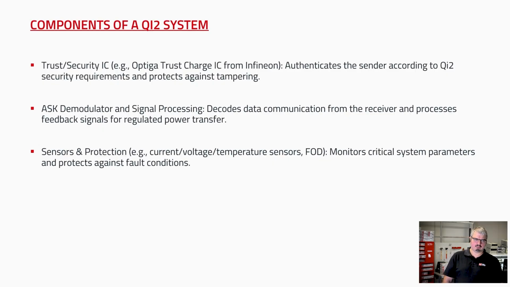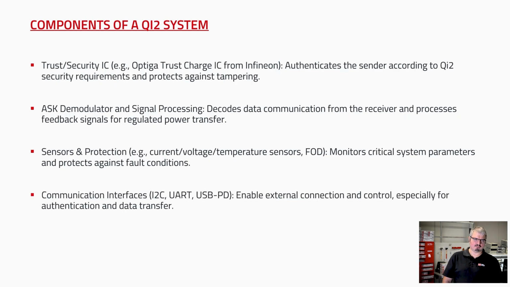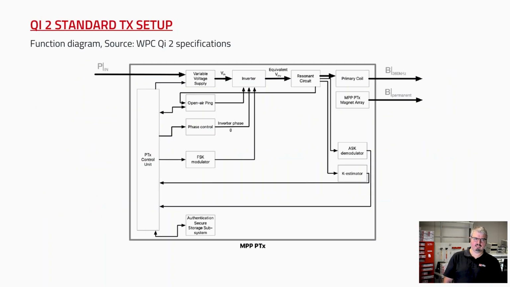Then you need some sensors and protection, for example, current, voltage, or temperature sensors, and foreign object detection, which monitors critical system parameters and protects against fault conditions. Also, you need a communication interface, for example, I2C or UART, which enables the external connection and control, especially for authentication and data transfer.